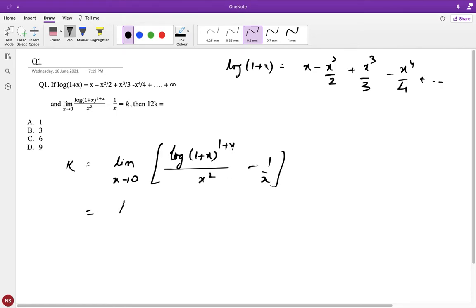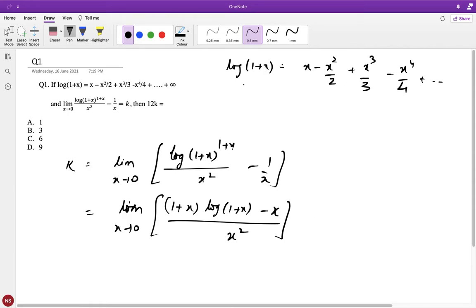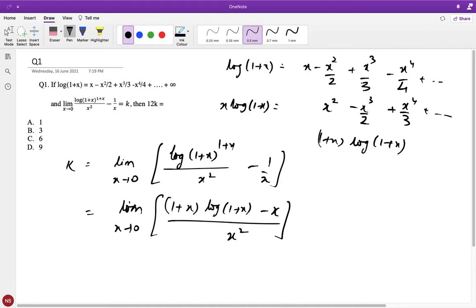So I will take the LCM, limit x tends to 0, x squared, and since this is log of m raised to the power n, this is equal to n times log of m, and this will be x. Log of 1 plus x is given, so x log 1 plus x will be what? This will be x squared, minus x cubed by 2 plus x4 by 3. So when you add these two, what will you get? You will get 1 plus x log x if you add both of these.